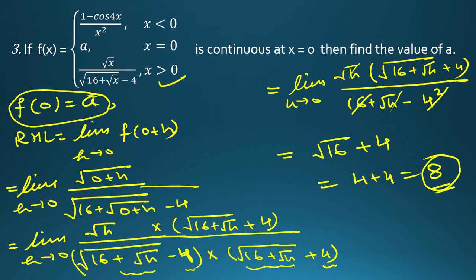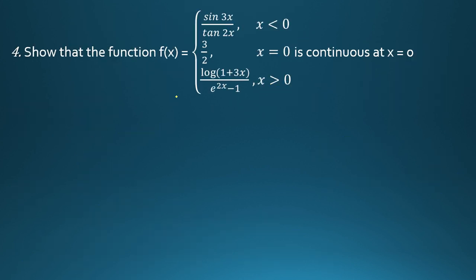Okay, now the next question is: show that the function f(x) is equal to... again, I think this question has come already in board examination. Okay, and it is a very important question. So we have to show that the function is continuous at x equal to 0. So what we can do here, first we will find f(a), means f(0) is equal to 3 by 2.